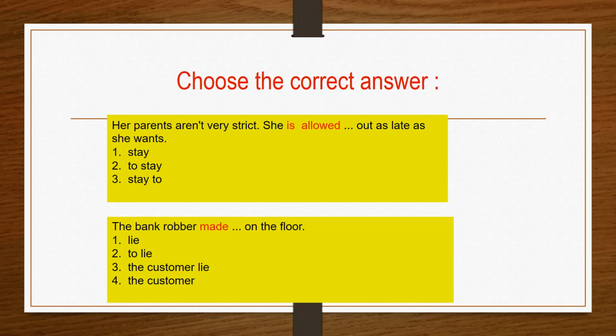Made. So the structure is made. The rule says that made is followed by an object, and the object is followed by an infinitive verb without to. So we can't say to lie. We can't say lie because there is no object. We can't say the customer because there is no verb. So the correct answer is number 3, the customer lie. Because the rule says we must put make or made plus the object, which is the customer here, plus the infinitive verb, which is lie.